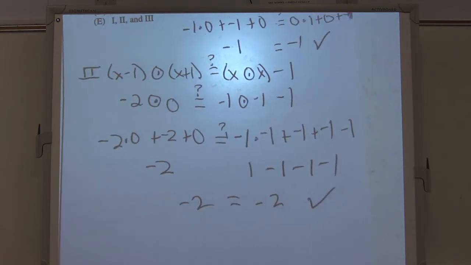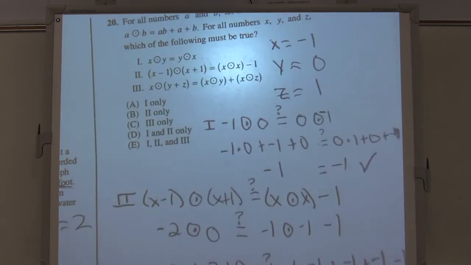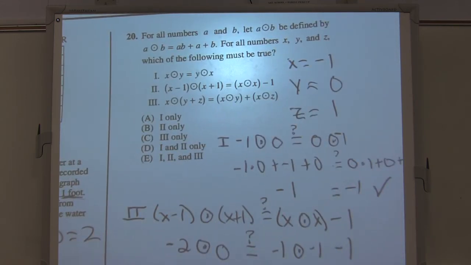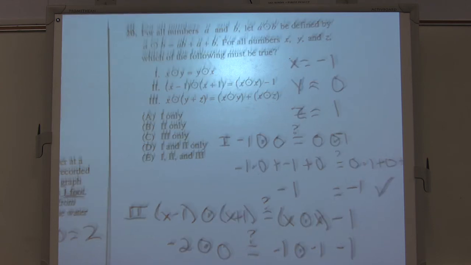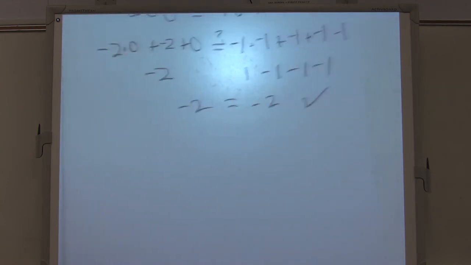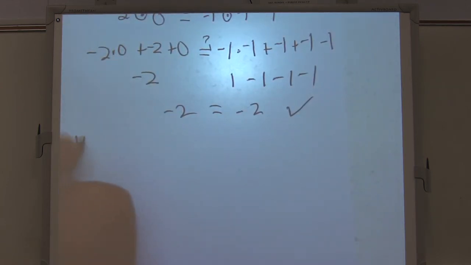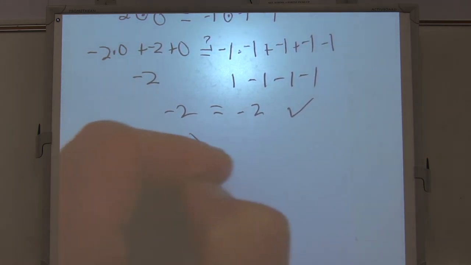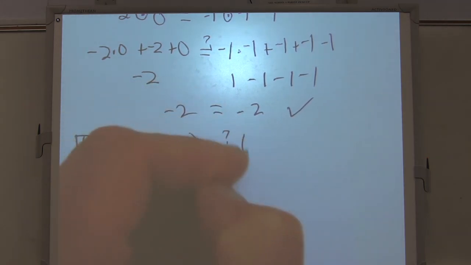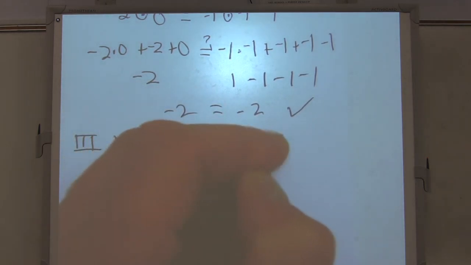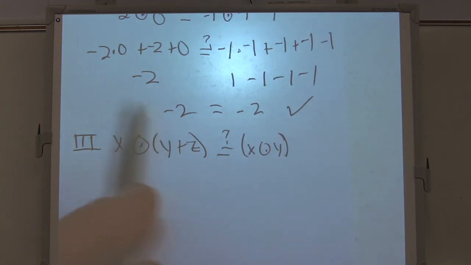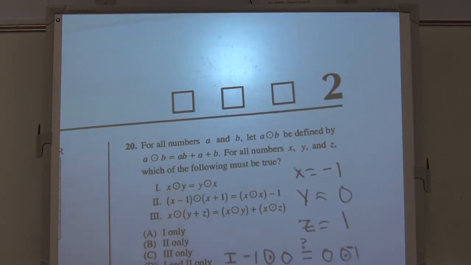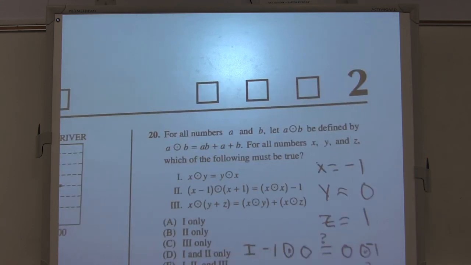Let's try Roman numeral 3. Now Roman numeral 3, I'm going to rewrite this down here, you guys, so I have some room. Here's Roman numeral 3. They want to know does x circle y plus z equal x circle y, which I think we did above, plus x circle z? Yeah, we did that above right there, so I don't need to re-crank that out. That equals -1 right there.